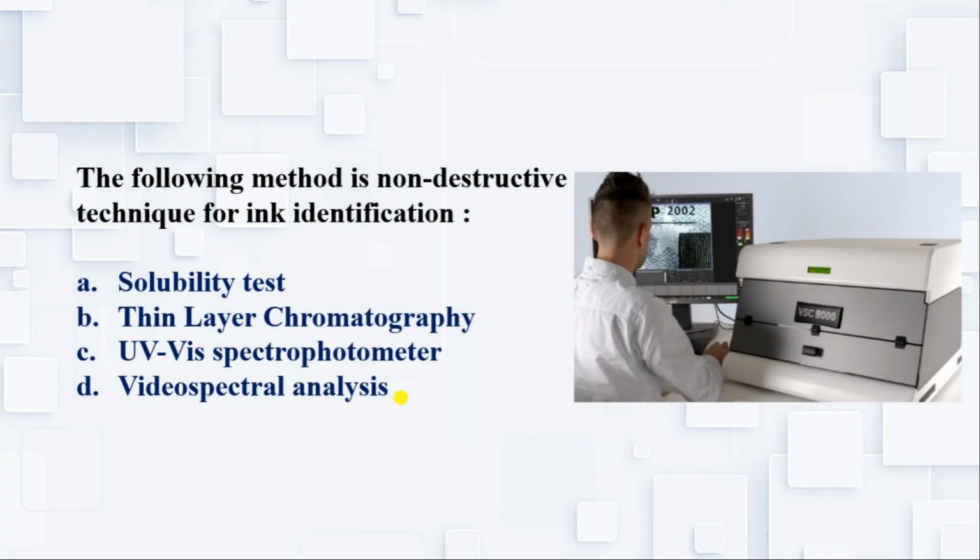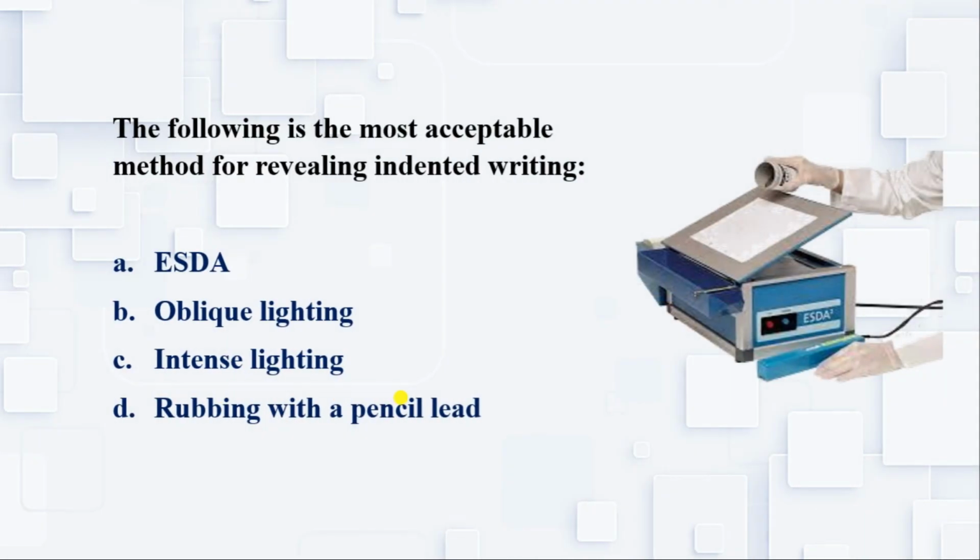The next question asks, which of the following techniques is a non-destructive technique for ink identification? The correct answer is D, video spectral analysis, and the instrument used for this kind of analysis is known as VSC. It is the video spectral comparator. So we have VSC 5000, and recently we have also got VSC 8000 in a few labs. The next question is, which of the following methods is acceptable for the purpose of revealing indented writings? The correct answer is A, ESDA, or electrostatic detection apparatus.